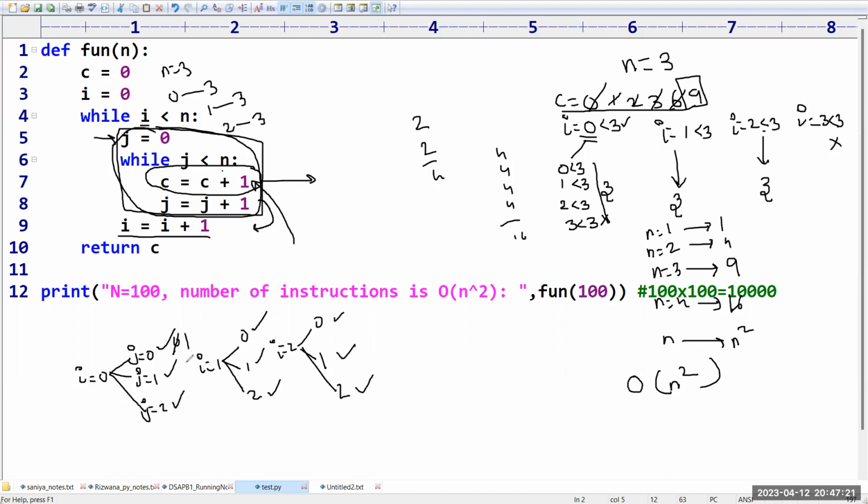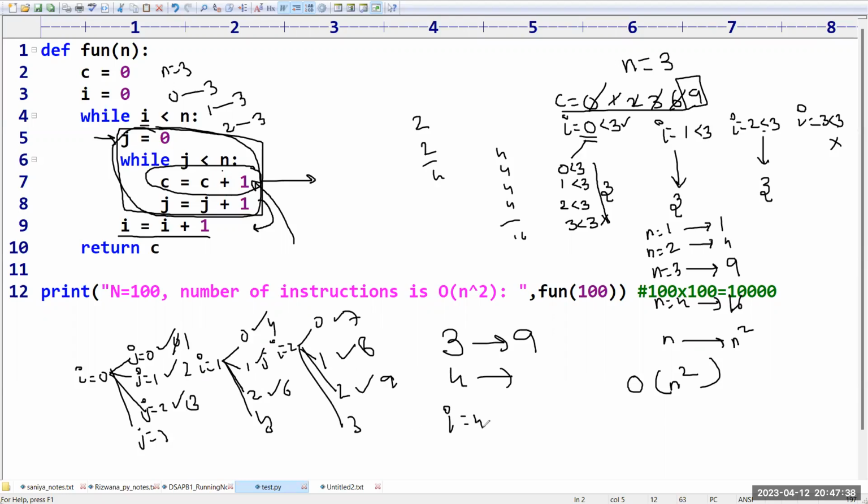0 here, 1, 2, 3, 4, 5, 6, 7, 8, 9. If input is 3, it is going to execute 9 times. If your input is 4, what happens? One more loop will come here, one more time it will come here, one more I value will come here.